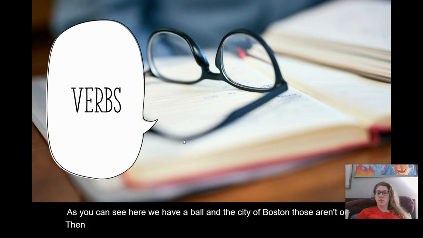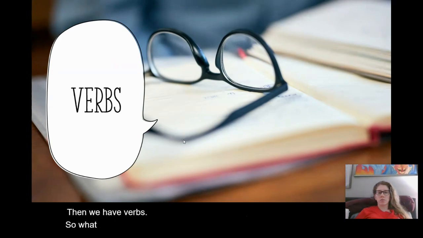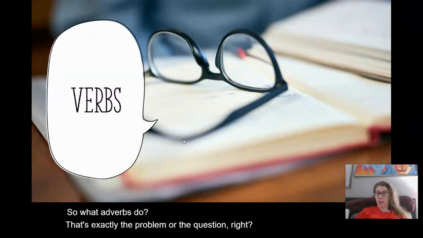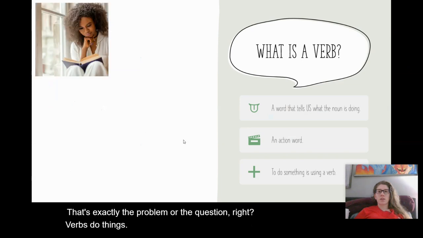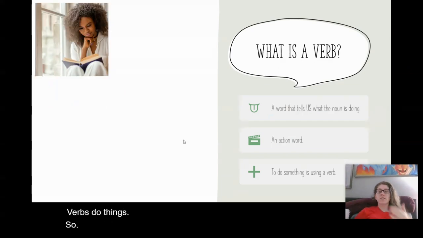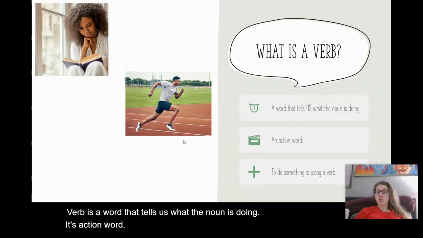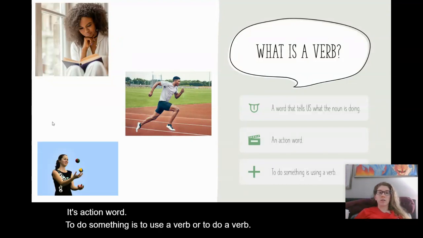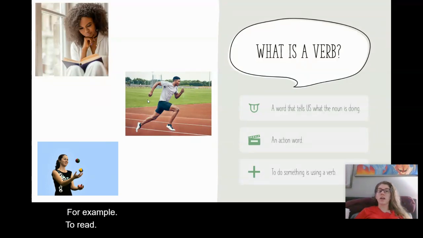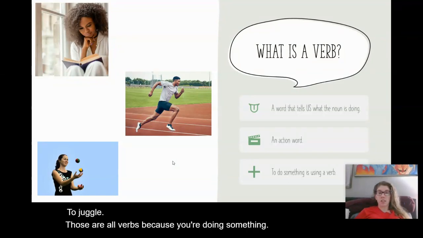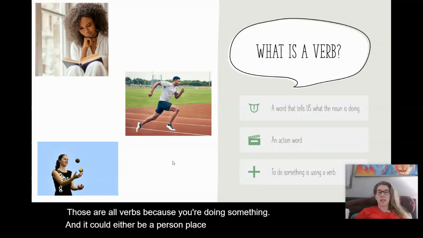Then we have verbs. So what do verbs do? Well, that's exactly the question, right? Verbs do things. So a verb is a word that tells us what the noun is doing. It's an action word. To do something is to use a verb. For example, to read, to run, to juggle. Those are all verbs because you're doing something. And it could either be a person, place, or a thing that does something.